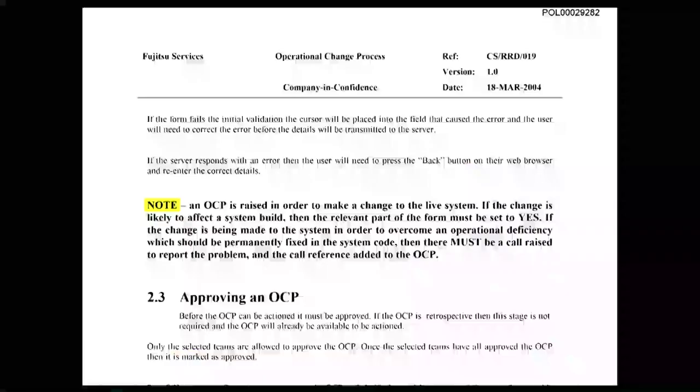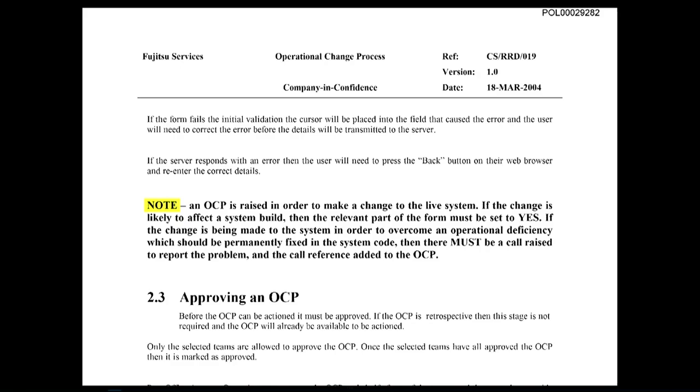There was no constraint. You were just expected to use the process. I don't know of any way that you could stop people from not using that process. What about retrospectively? Was any audit done to ensure that any changes that were made, whether using this OCP system or not, were monitored for errors, regression, or unintended consequences?